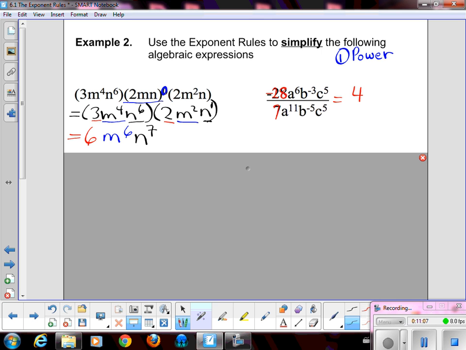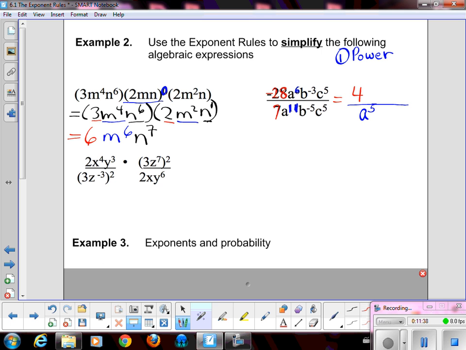And the next thing I'm going to do is look at my a's. I have 6 a's on the top divided by 11 a's on the bottom. So it means that I have a to the negative 5. Now, it also means that the bigger number, which in this case is 11, is on the bottom, so it has to stay on the bottom. So I'm going to leave it as a to the positive 5. I think that's what I'm going to do.